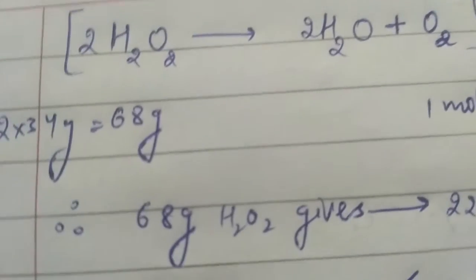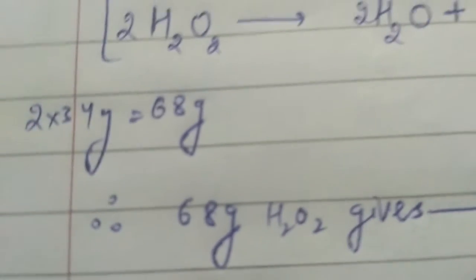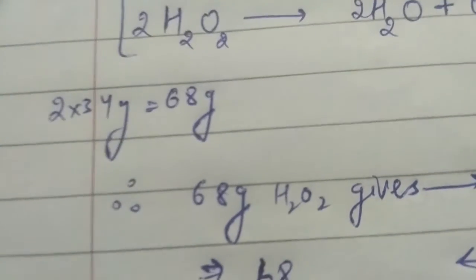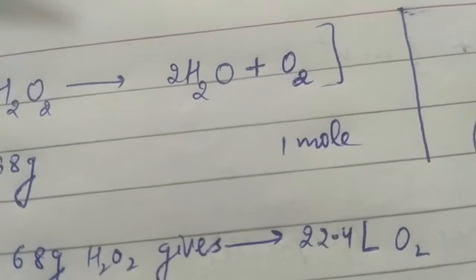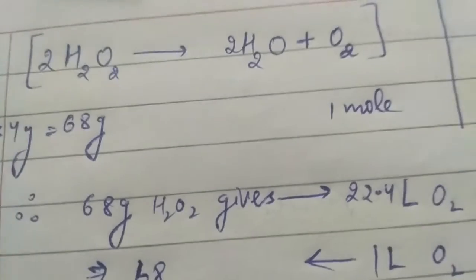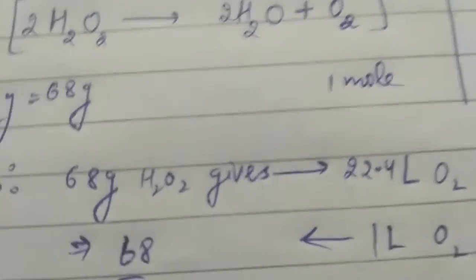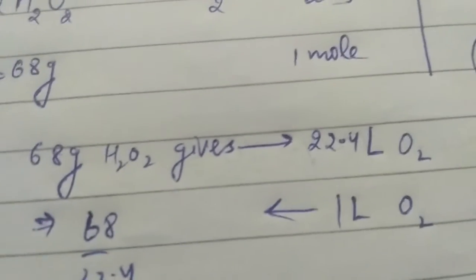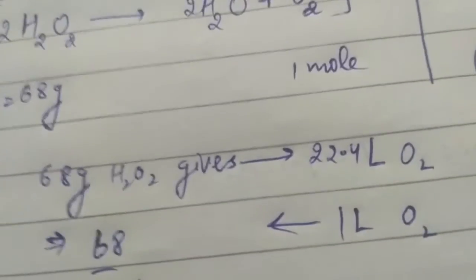Now 1 mole of H2O2 means 34 grams, and 2 moles will mean 2 into 34, which is equal to 68 grams. And O2 is 1 mole even after balancing, so I can say that 68 grams or 2 moles of H2O2 give 1 mole of O2. So I can write that 68 gram H2O2 gives 22.4 liter oxygen. It is quite easy if you practice this.